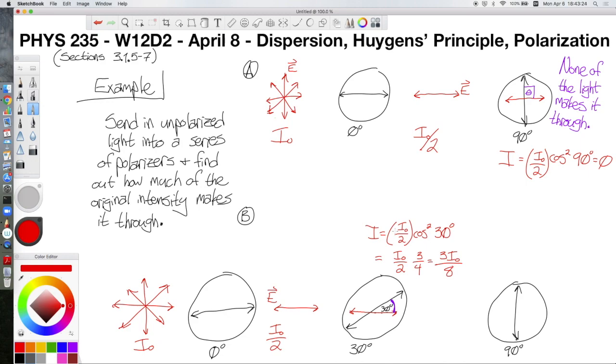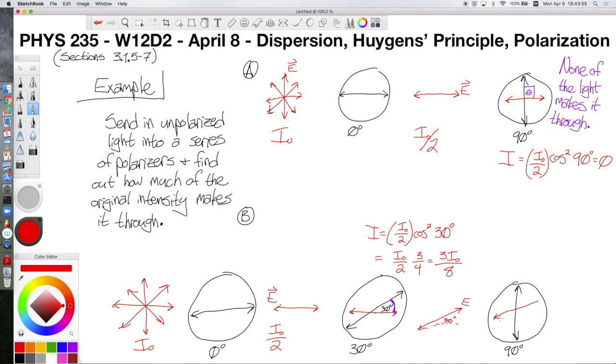But now I want you to think about what kind of light comes out of the second polarizer. Well, polarized light always comes out of polarizers, but specifically light that is polarized along the polarizer axis. So the light that comes out of this second polarizer is oriented at 30 degrees from the horizontal. And now this is the light that is going to enter into our last polarizer.